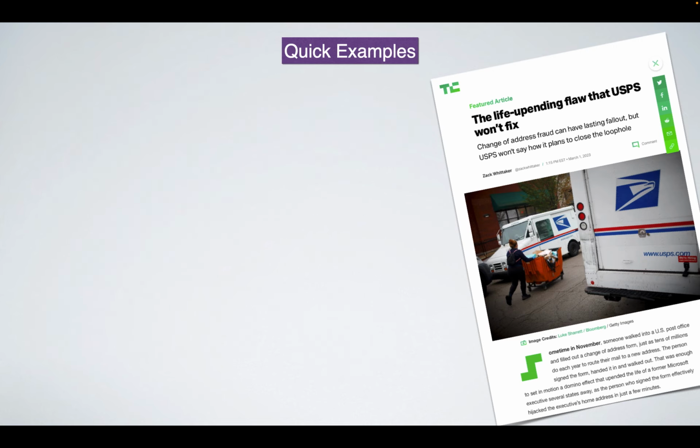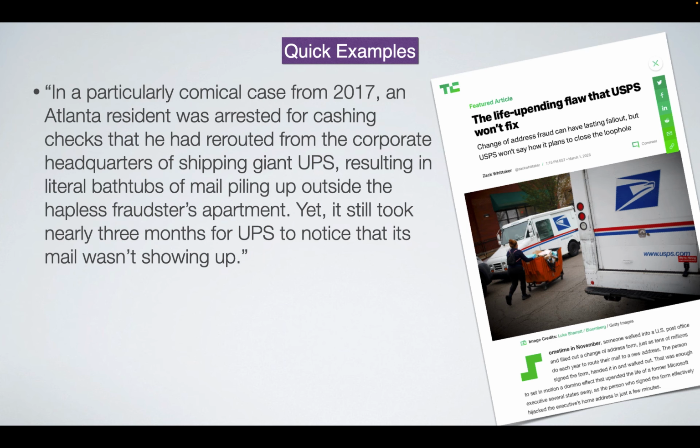This article had one example that I thought was kind of funny. It says, in a particularly comical case from 2017, an Atlanta resident was arrested for cashing checks that he had rerouted from the corporate headquarters of the shipping giant UPS. This resulted in literal bathtubs full of mail piling up outside the hapless fraudster's apartment. Yet it still took nearly 3 months for UPS to notice that its mail wasn't showing up.